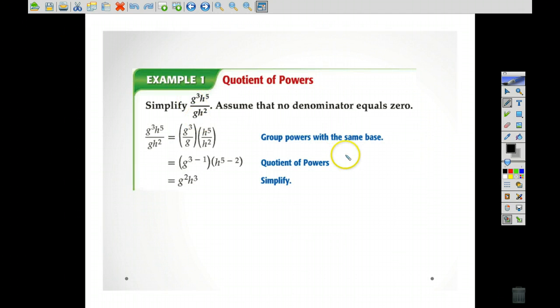Assume that no denominator equals 0, and simplify this. You have g to the 3rd over g. Remember, when there's no number there, there's always an invisible 1. So 3 minus 1 is 2. And for h, you have 5 minus 2, which is 3. All you did was top exponent minus bottom exponent.